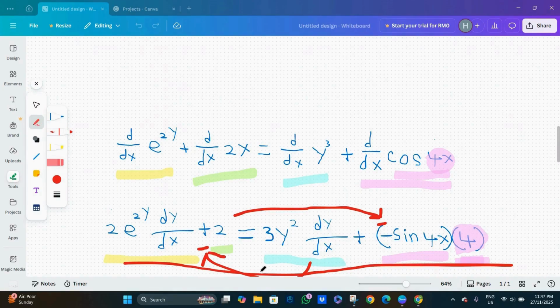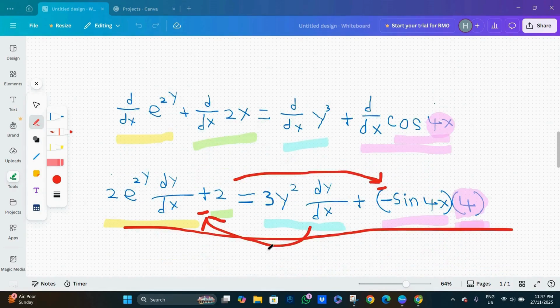So after that, we need to make sure the left side only contains the dy over dx and the right side only contains the other numbers. To do that, we need to bring 3y to the power of 2 dy over dx to the left side and it will be negative, and bring number 2 to the right side and it will be negative also.